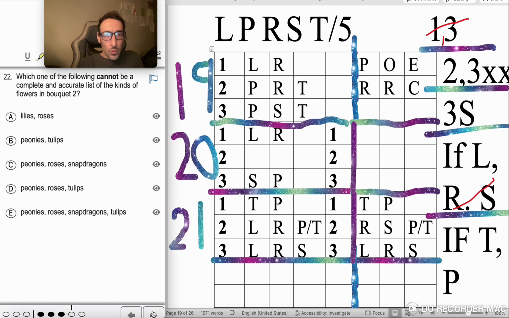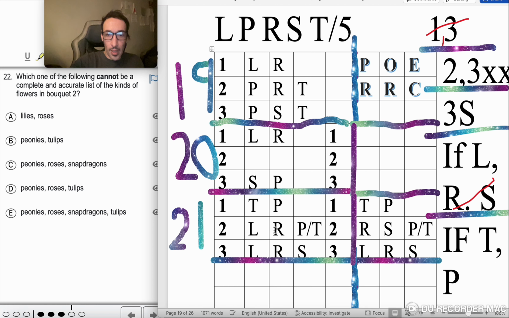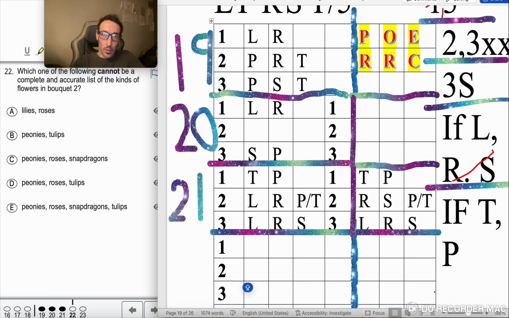Question 22. Which one of the following cannot be a complete and accurate list in bouquet 2? Let's see if we can try to answer this question right now, if we have enough data to answer it. Since I'm having a hard time answering this question, I'm going to go ahead and play the first one, see if it's possible, choice A.